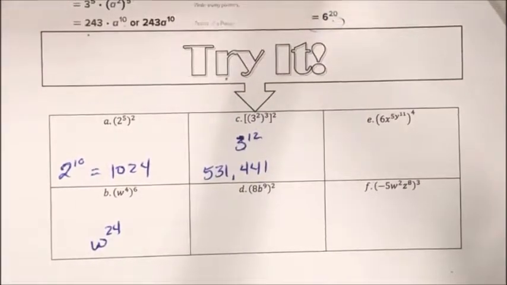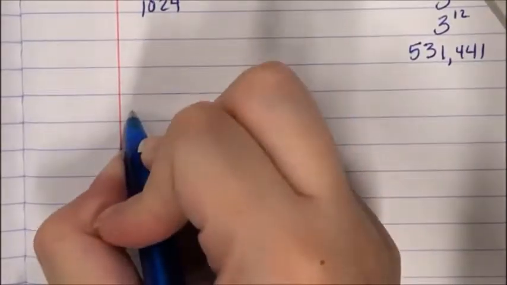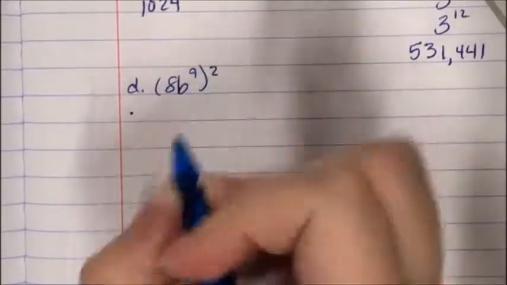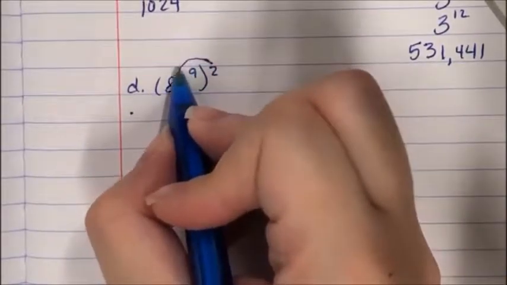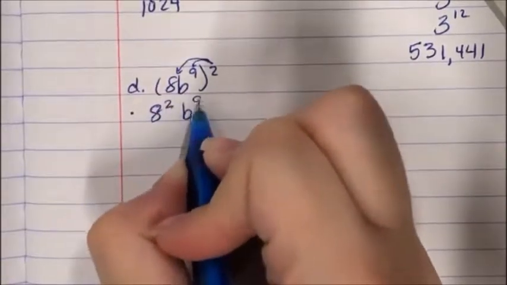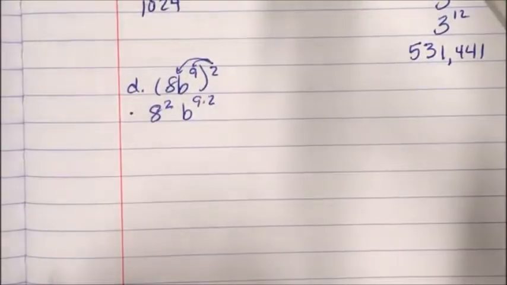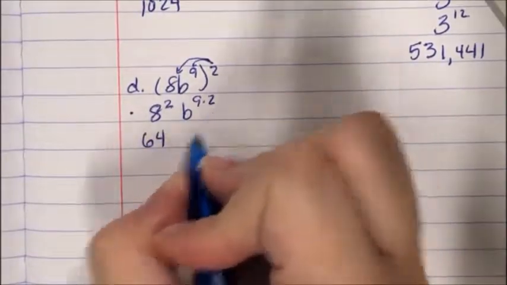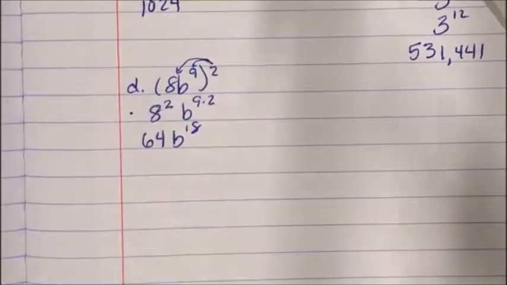Okay. Letter D is 8b to the 9th squared. So remember I'm distributing this 2 to everything on the inside, so this becomes 8 squared, b to the 9th times 2 power. 8 squared is 64. 9 times 2 is 18. So I get 64b to the 18th.